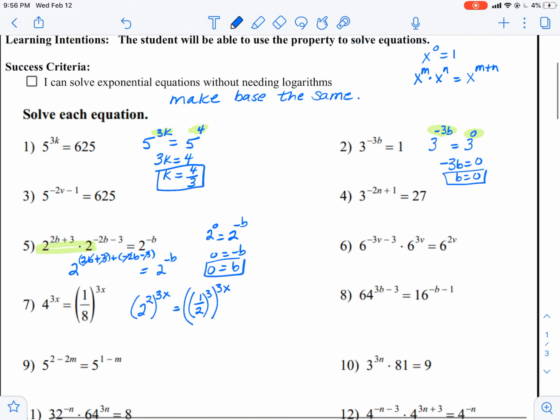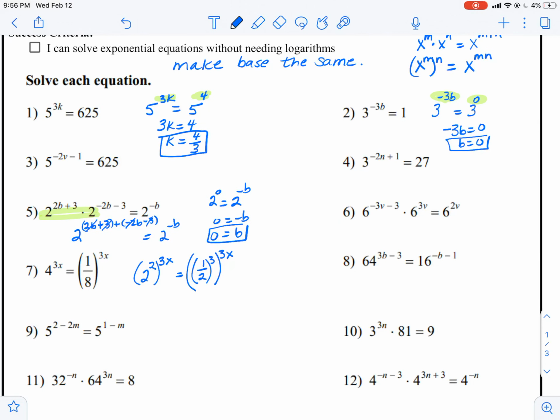Now, go back up here to our rules. Remember, if I have a power to a power, the rule is to multiply. So that's what I'm going to do on this one. So I have 2 to the 6x equals, let me go ahead and do that, 1/2 to the 9x.